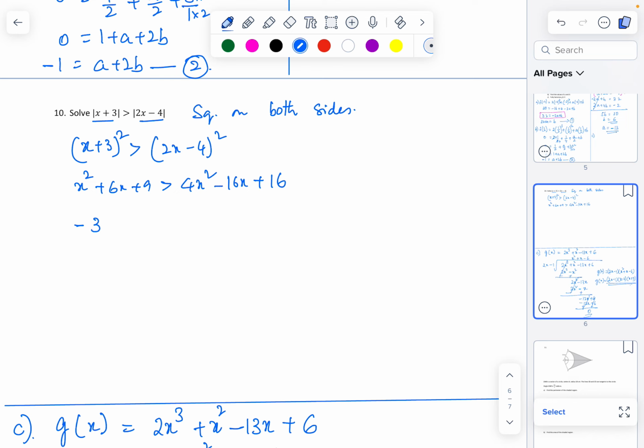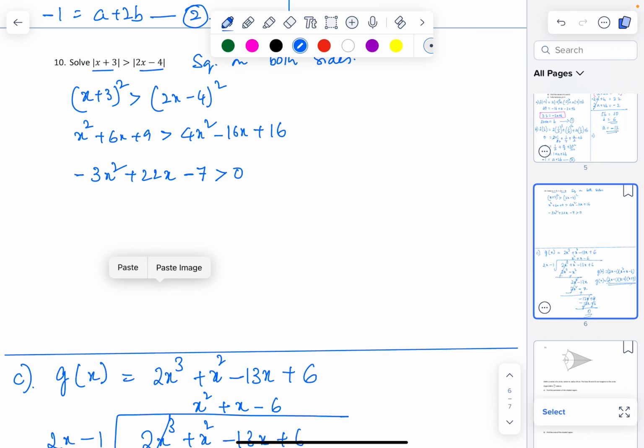So this gives me negative 3x square, then plus 22x, and then 9 minus 16 is negative 7, is greater than 0. I don't like to have a negative number here, so I will change it to positive. So this gives me 3x square minus 22x plus 7. We need to change the inequality to less than 0.